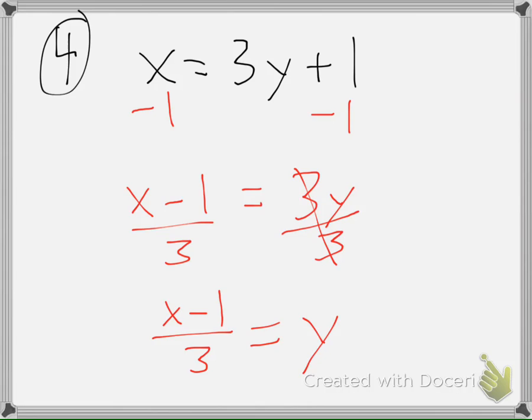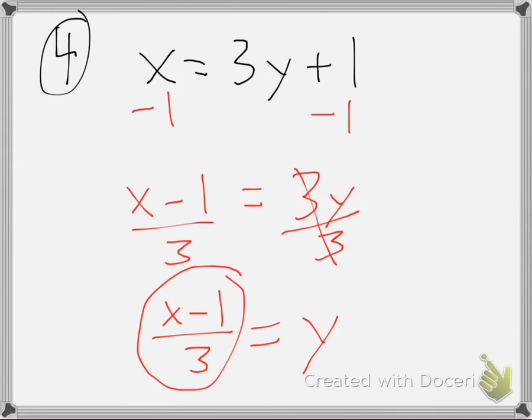Now, does that look like a direct variation equation? No. It's on the wrong side. Well, it doesn't matter that it's on the wrong side. If this equals this and this equals that, it doesn't matter. We could swap the sides. What matters is, does this look like something times x? No.